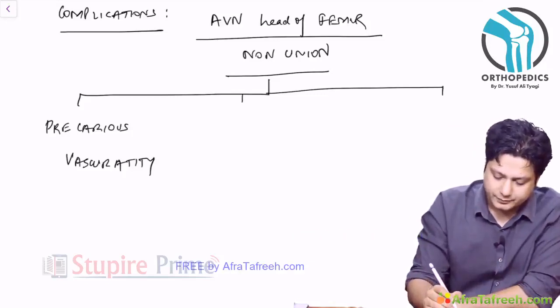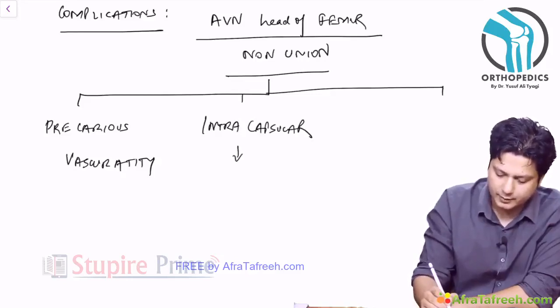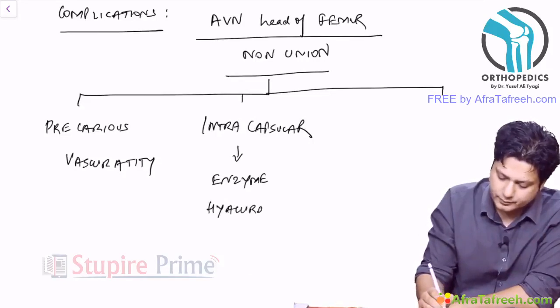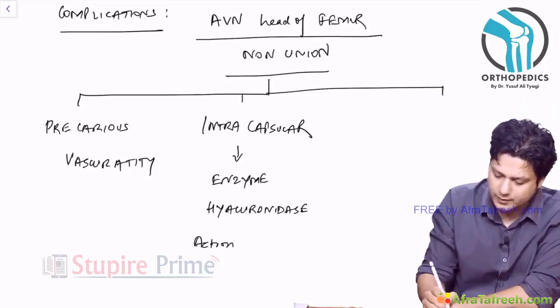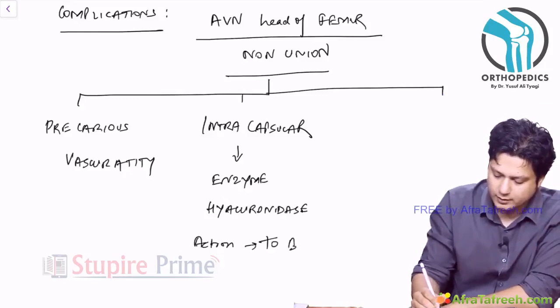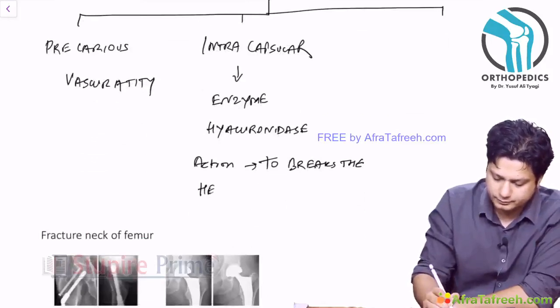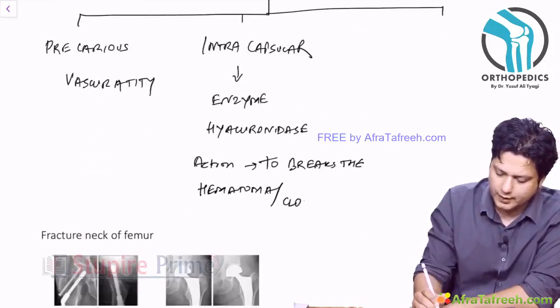The second reason is that these fractures are intracapsular, and inside the capsule there is the presence of an enzyme. The name of the enzyme is hyaluronidase, and the action of this enzyme is to break the clot, that is, it breaks the hematoma or clot. So that is another reason.